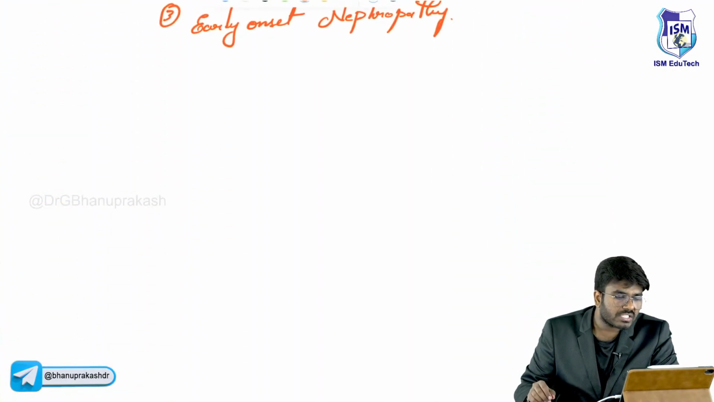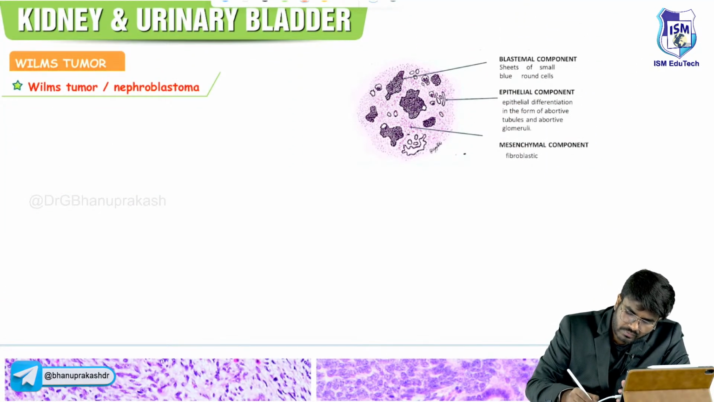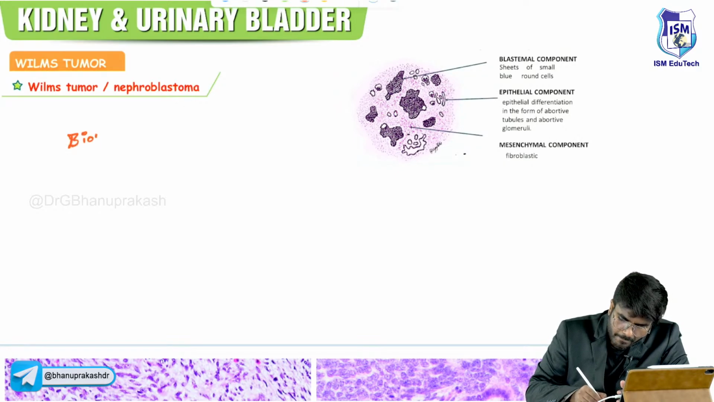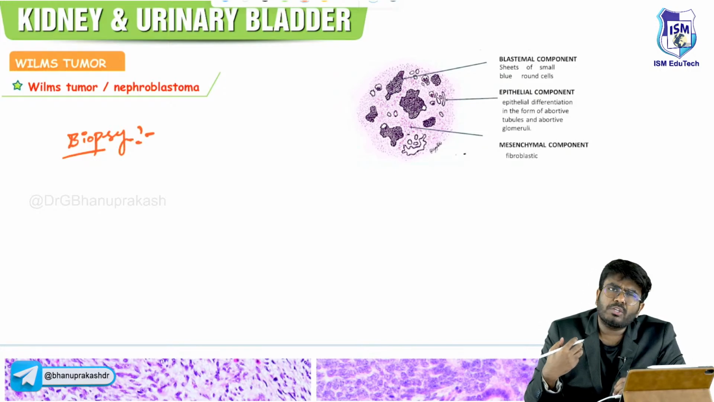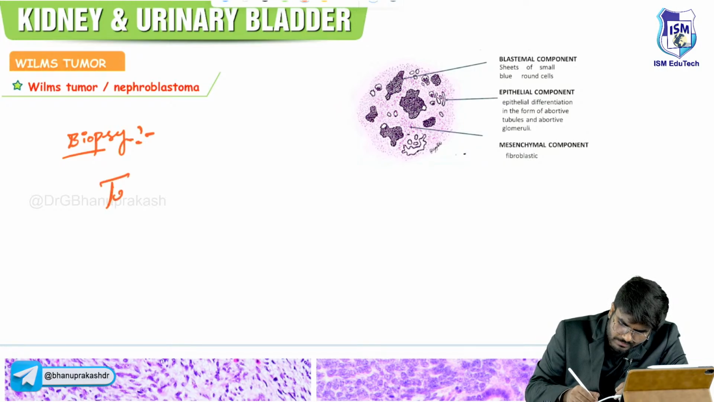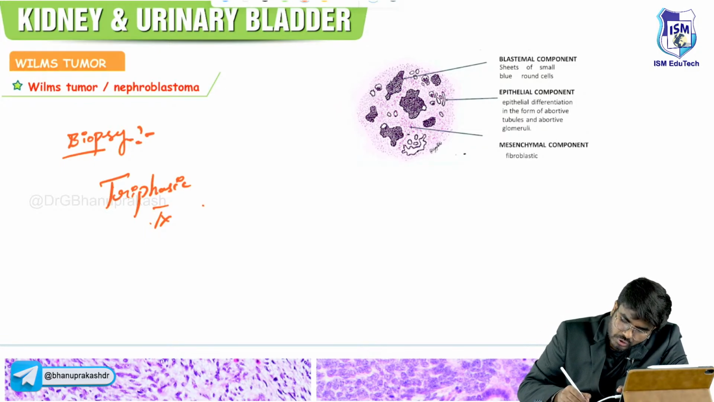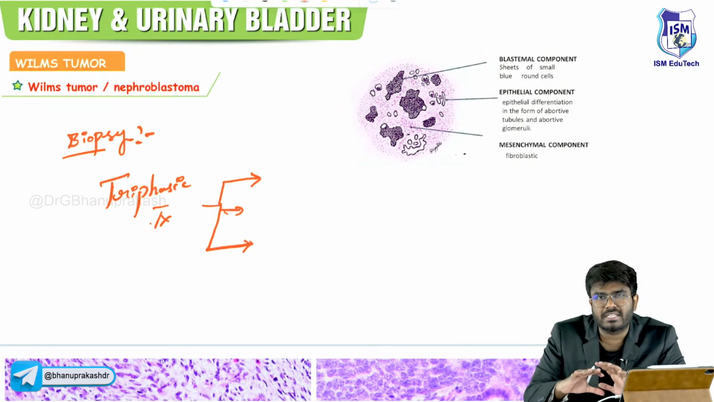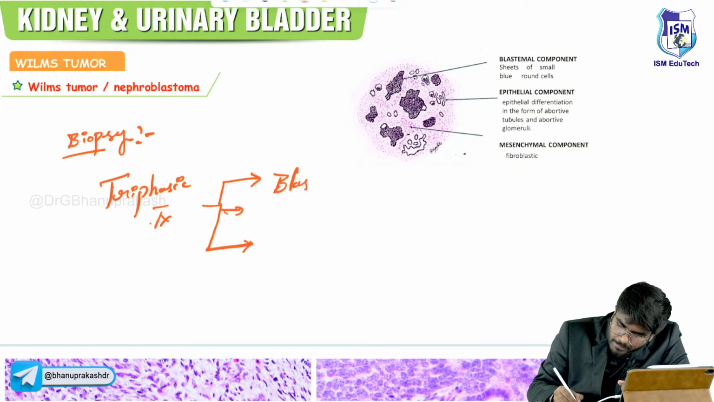But the last important point, when you look at this Wilms tumor biopsy, what is the tumor made up of? It's a triphasic tumor, sir. What do I mean by triphasic tumor? This tumor consists of three types of components, which are going to be seen in this tumor. What are the three types of components? There will be blastemal components.